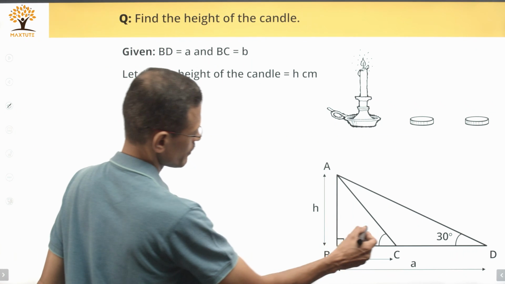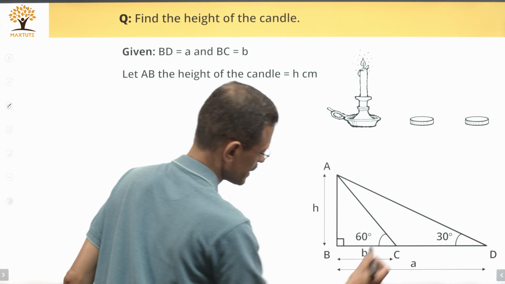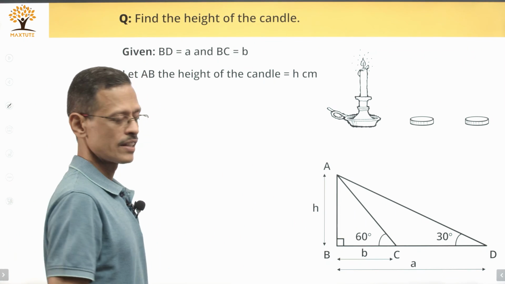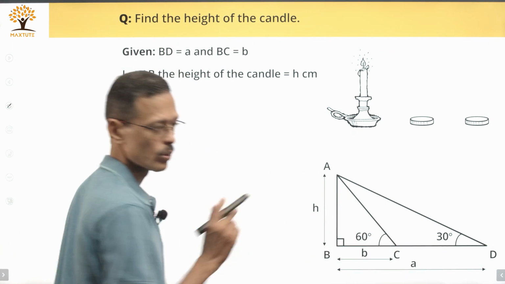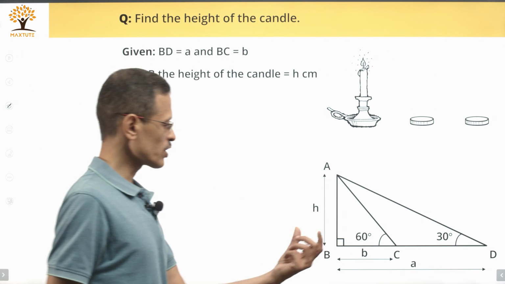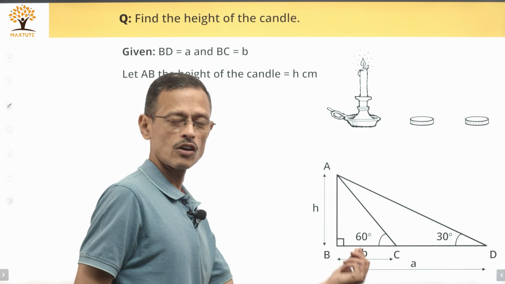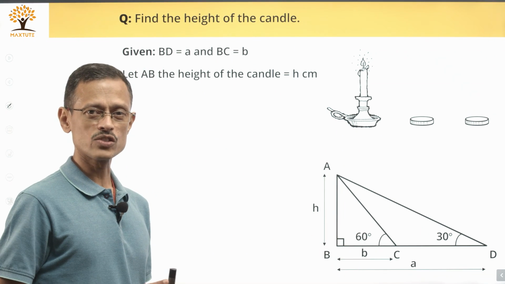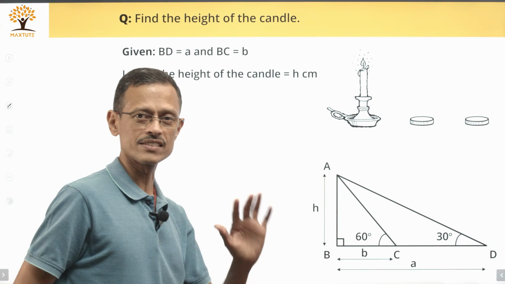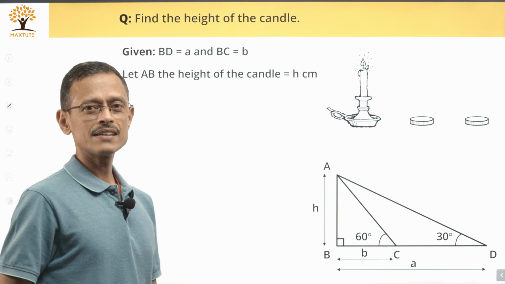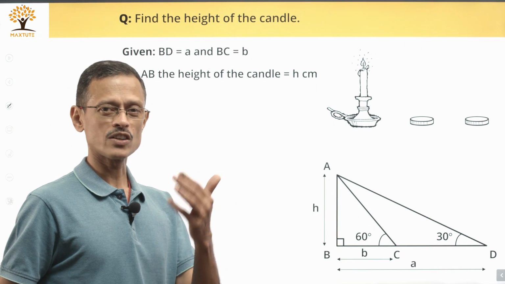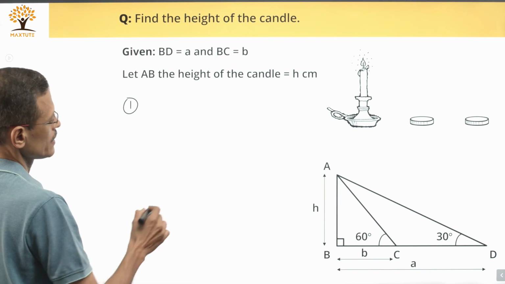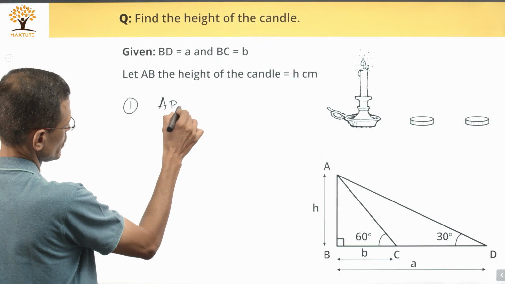Look at it, we have two right triangles ABC and ABD in which we have measures of two angles. We are trying to find out H, which happens to be the opposite side for both these angles. We have information about the distance from the base of the candle of these two coins, which is A and B, which correspondingly are the adjacent sides of these two right triangles for angles 60 degrees and 30 degrees. So, we are going to apply a trigonometric ratio which combines the opposite side and adjacent side, which is tan. Let's start with the first triangle, which is right triangle ABC.